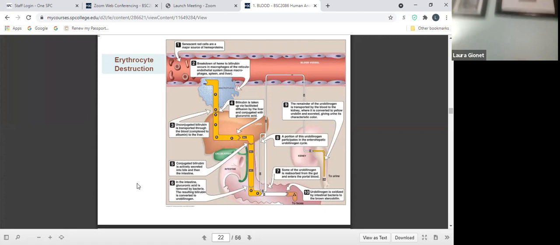So it gets broken down in the spleen. Unconjugated bilirubin is transported to the liver, where it becomes conjugated, most of which will be in bile, be transported into the small intestine, right, and eliminated in feces. A little bit ends up being absorbed into the blood and transported over to the kidneys, where it becomes eliminated.